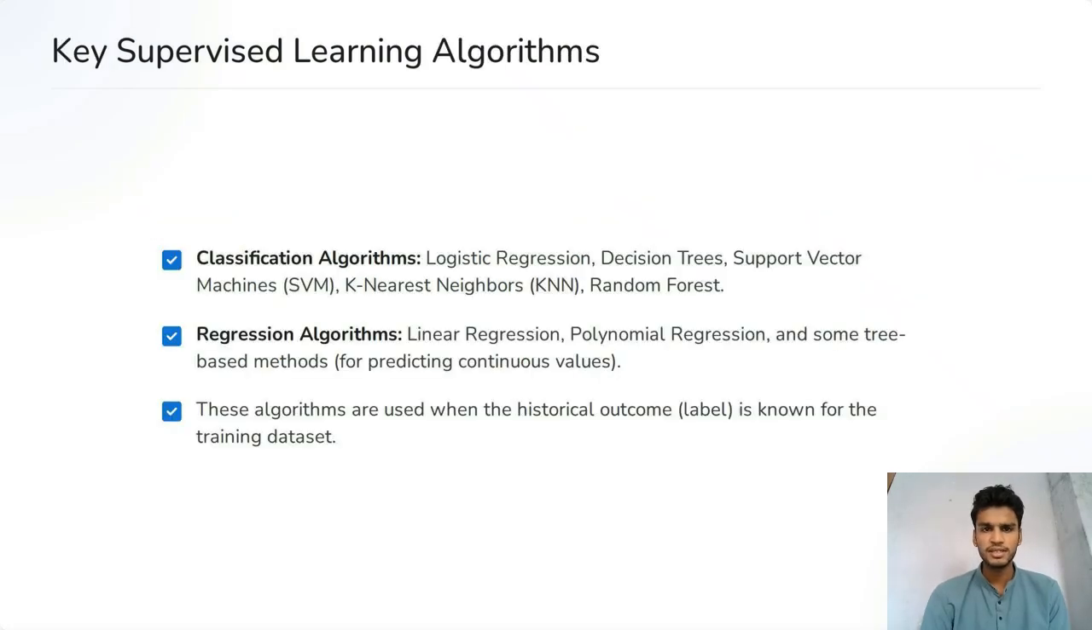Some supervised learning algorithms. Classification algorithms: logistic regression, decision trees, support vector machines, k nearest neighbors, random forest. Regression algorithms: linear regression, polynomial regression, and some tree-based methods for predicting continuous values. These algorithms are used when the historical outcome is known for the training dataset.